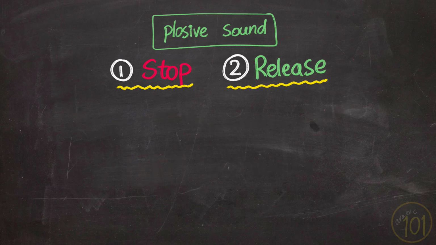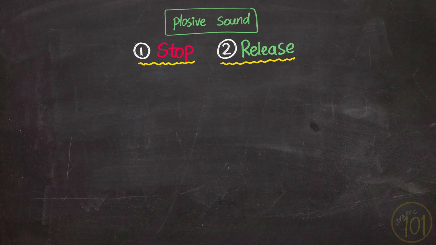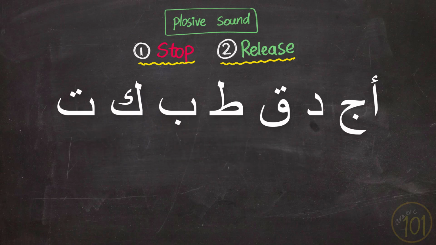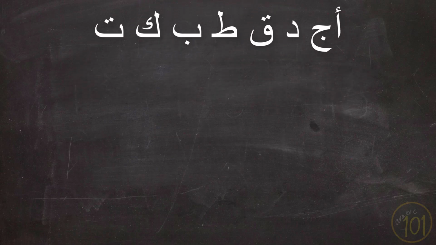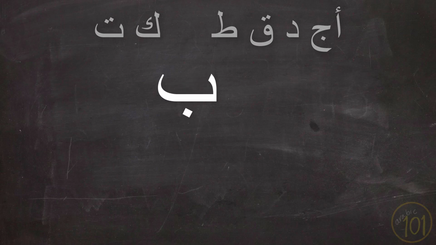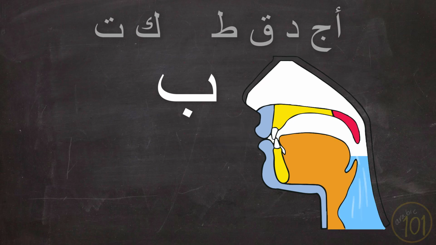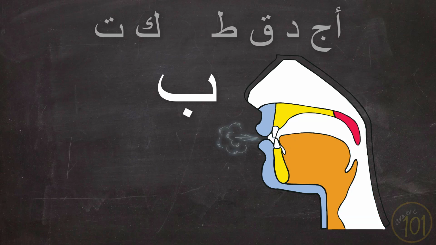And we apply this principle on 8 letters, which form the mnemonic ajid, qattin, bakat. So all of these sounds are plosive. To understand that even more, let us have a look at one of these sounds, ba sound. So we say ba, ba. And as you can see, ba is produced after you have accumulated some air behind the lips, and then suddenly opening these lips, releasing the air and producing the sound.